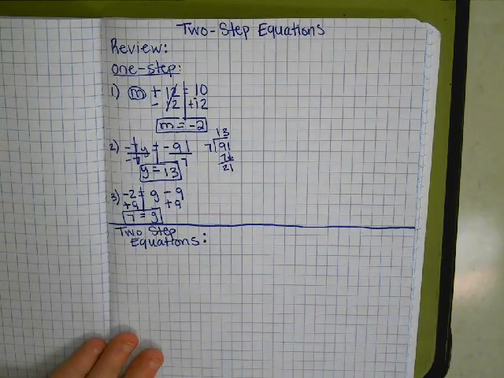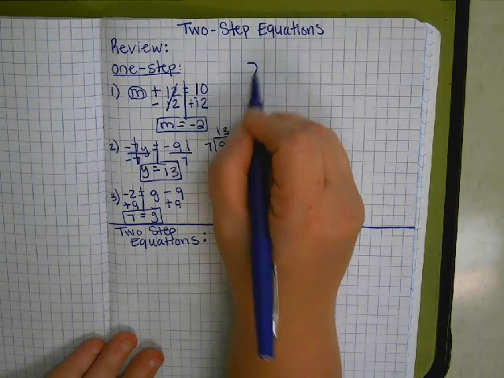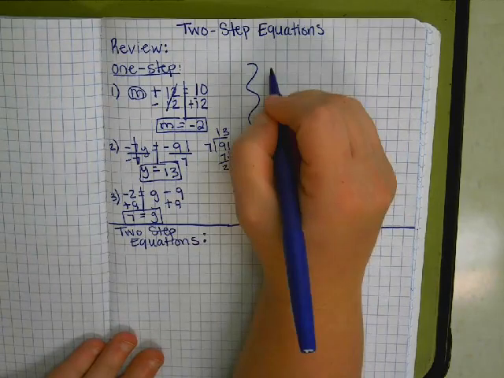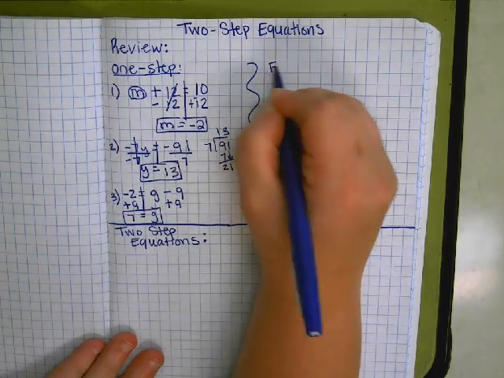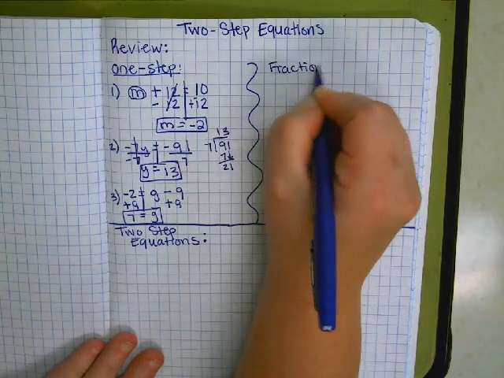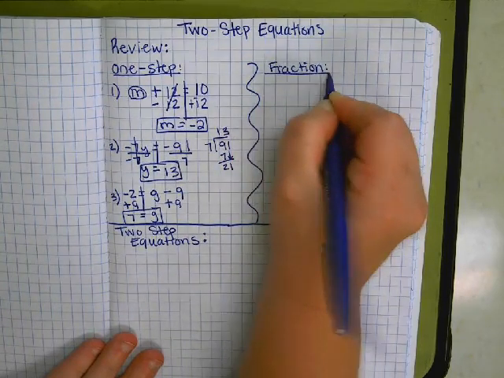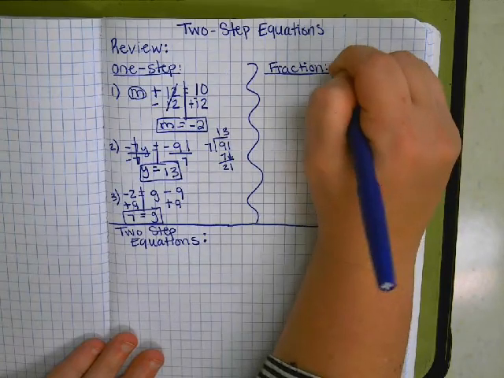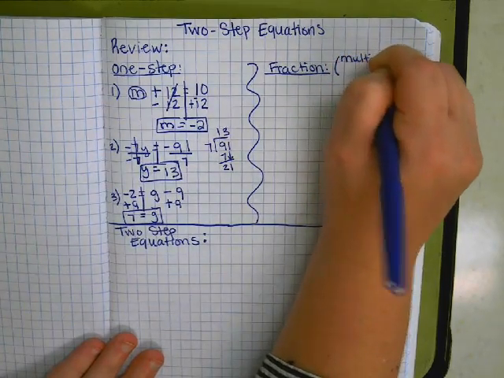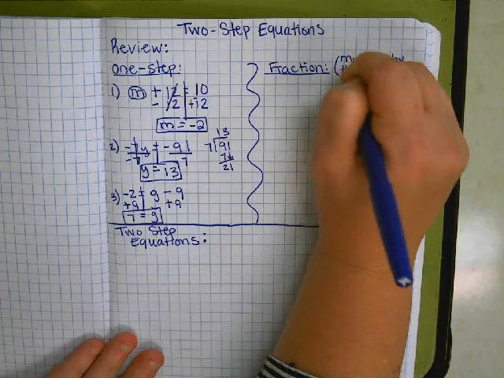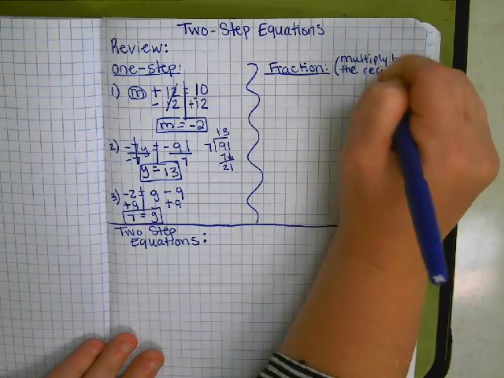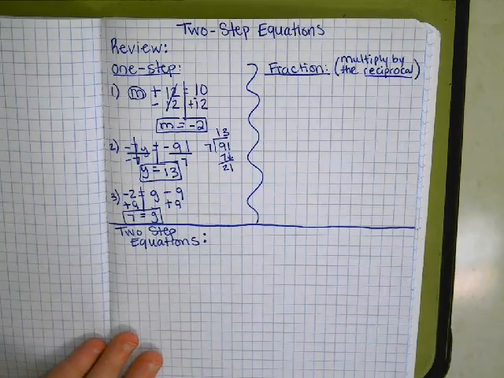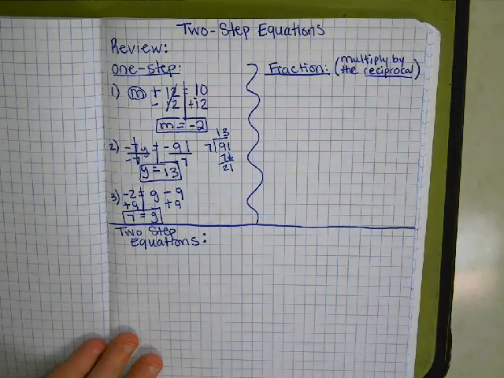Good job. Now there's one other thing I would like to review, because we will need these skills before our 2 steps, and that is how to get rid of problems with a fraction. And remember, to get rid of a fraction coefficient, so the number with the variable, we are going to multiply by the, and our vocabulary word was the reciprocal, which was just the flip. So we're going to do 2 of these examples.